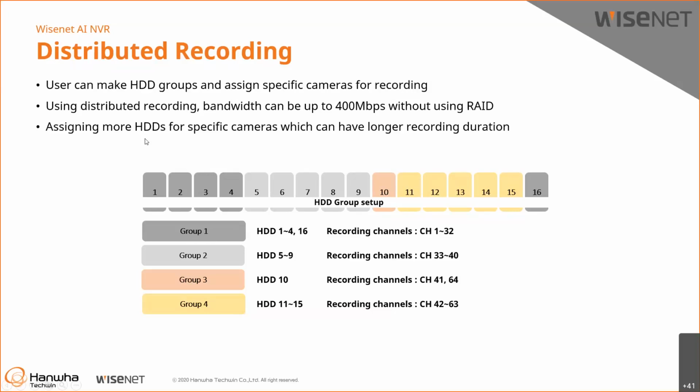Basically, the recording bandwidth performance will be 150 by default if you are using only one hard drive for the recording. But if you are using this distributed recording, then it will give you 400 megabps recording performance. And also, if you are using RAID 5 and 6, same, you will have 400 megabps for recording.